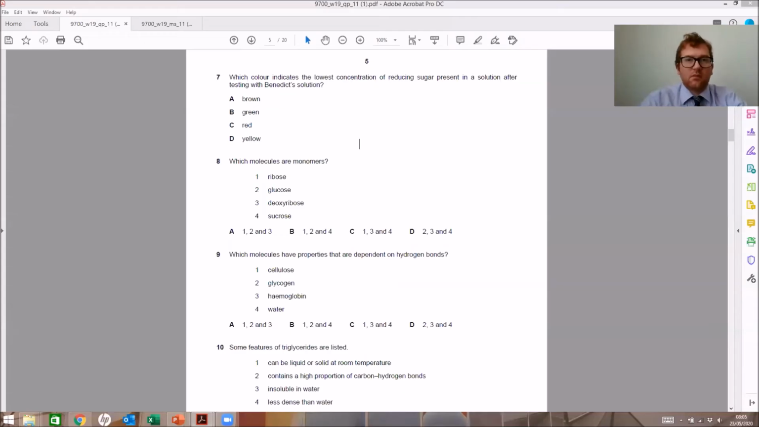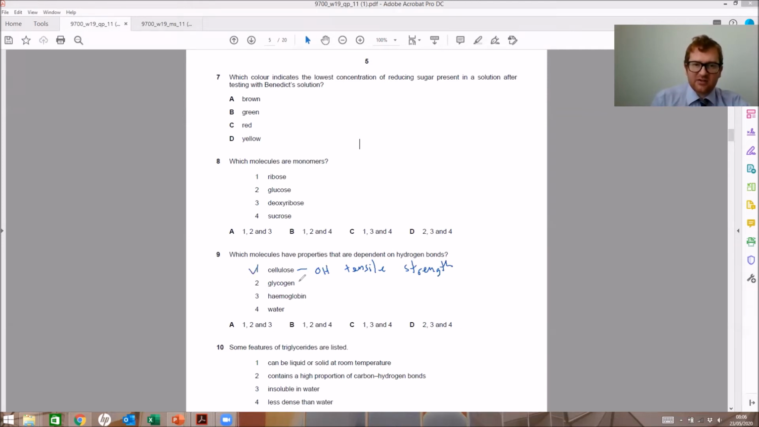Okay. Question 9. Which molecules have properties that are dependent on hydrogen bonding? Well, if we look here, we've got cellulose, glycogen, hemoglobin, and water. If we look at cellulose as a structure first, hydrogen bonding is important here because it takes place between the hydroxyl groups, and what it does is it gives the tensile strength to the cell wall of plants. So cellulose does depend on the hydrogen bonding.